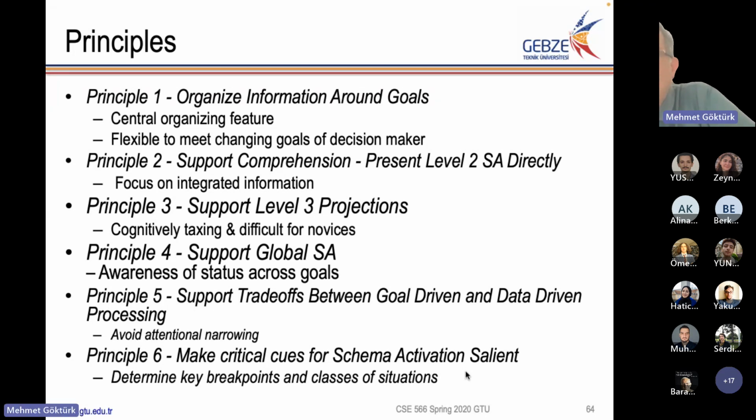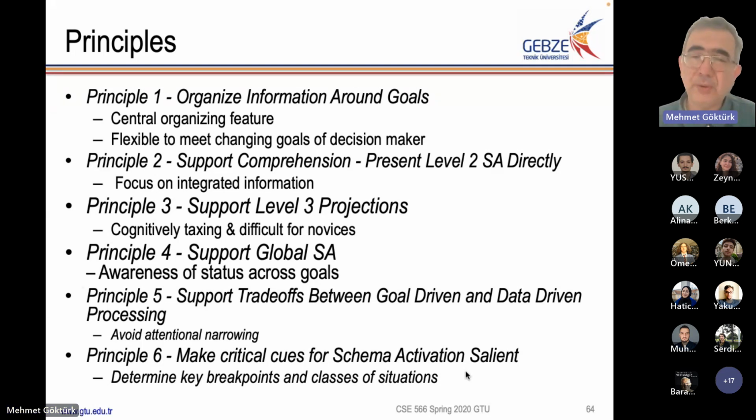Then make critical cues for schema activation salient, visible. That means determine key breakpoints and classes of situations. Some doors are opened, some gates are closed. So certain big changes in the interface must happen for big key points, so that those key points are recorded in the head of the user.